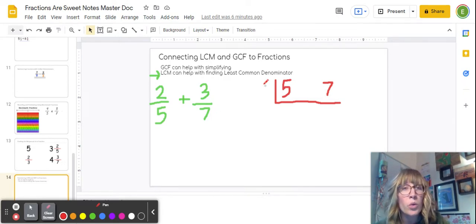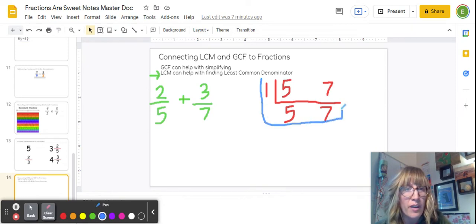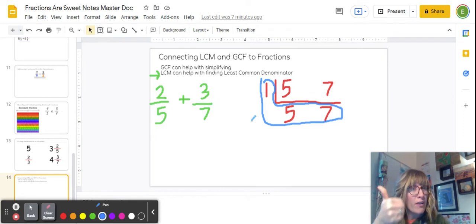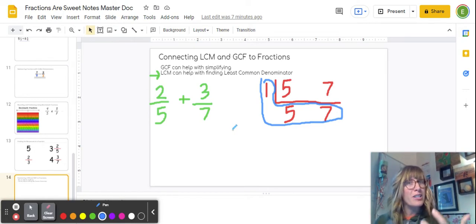So if we have 5 and 7, we can say, well, the only number that they share, right, the only factor you can pull out is 1. So 5 divided by 1 is 5, 7 divided by 1 is 7. To find the LCM, the least common multiple, we look for the L. So we're going to multiply all these together. 1 times 5 times 7. 5, 10, 15, 20, 25, 30, 35. So we have a common denominator and also a least common multiple of 35.